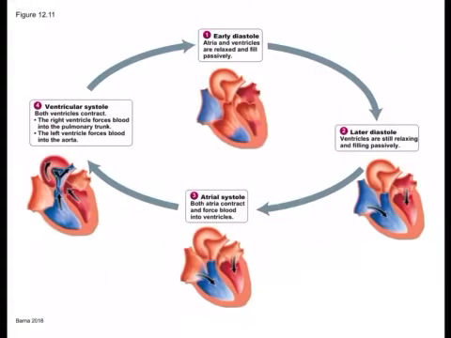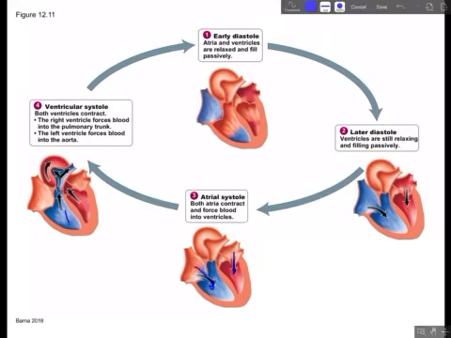All right, and so they're just showing here early diastole, later diastole, atrial systole, ventricular systole. Now, one of the things is that the atria and ventricles are not in systole and diastole at the same time. Right and left is at the same time, but the atria versus the ventricles. So you can see here, atrial systole pushes the blood into your ventricles. Ventricular systole is when the ventricles contract into those great vessels there.